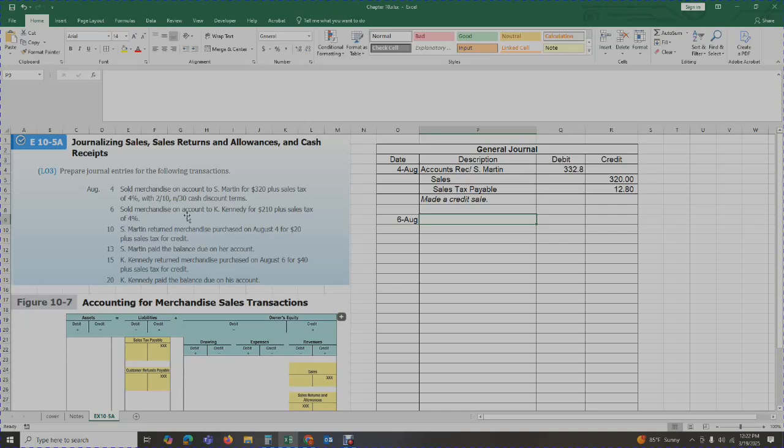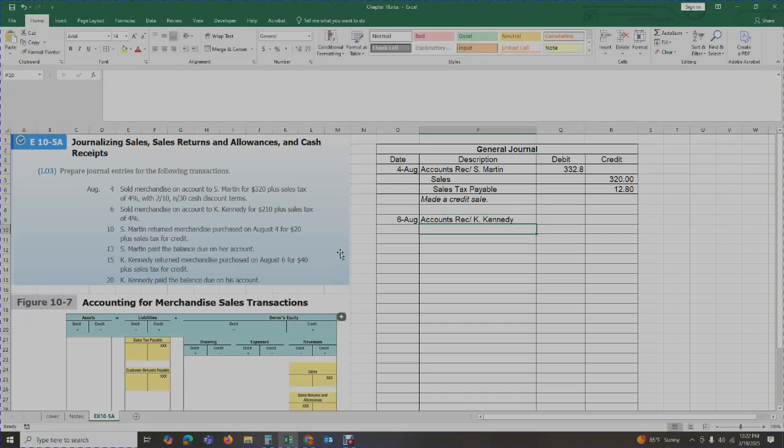Now, Martin was offered a discount of 2%. Kennedy was not offered anything. So that means that they're just going to have to pay in the regular 30-day timeline that usually everybody is due. So, we sold merchandise on account to Kennedy. This is going to be very similar. We're going to set up an accounts receivable. But this time I'm going to label it K. Kennedy, because we need to keep track by person or by company who owes us money.